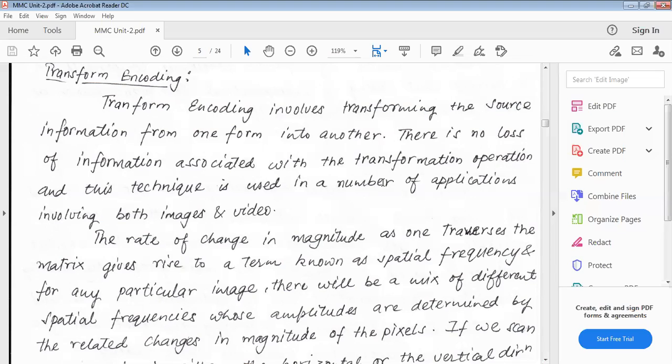Like that they make the transform encoding, from one form to another form without disturbing the source information. That is called transform encoding, transferring your source information from one form into another form without loss of any information associated with the operation. This technique is used in applications with images or video. There they use this transform encoding, transferring the source information from one form to another form. That is called transform encoding.